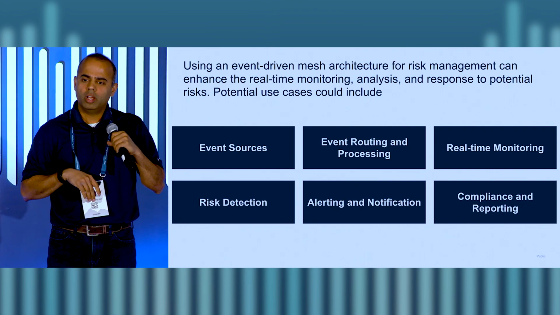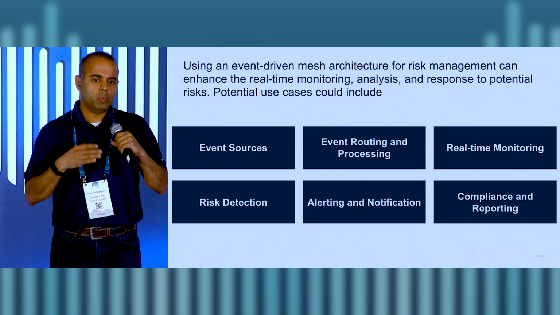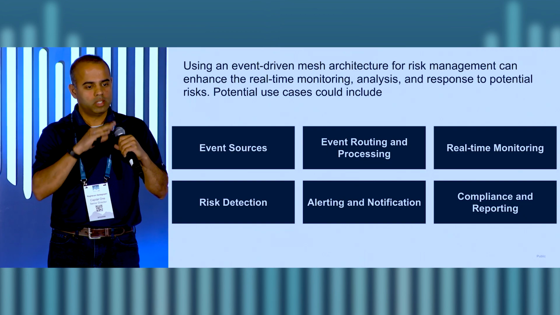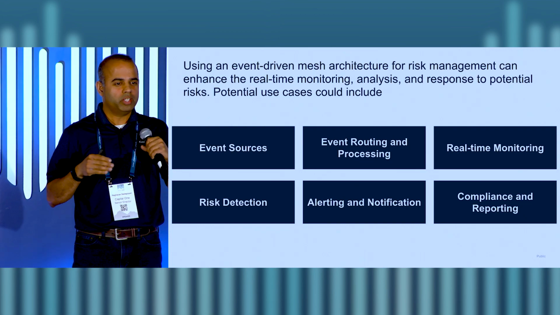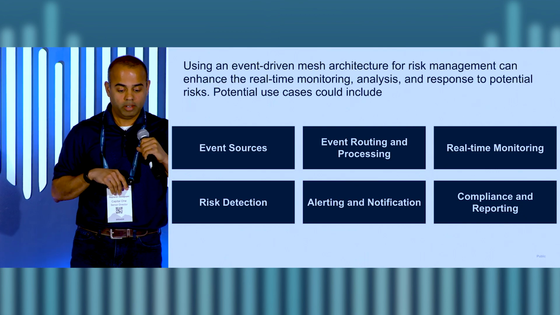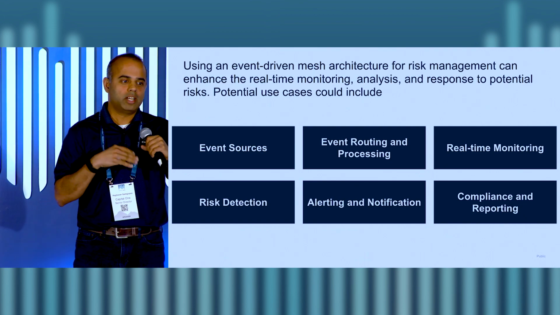There are a few more use cases where we feel this concept can work. It could be around routing and processing. It could be real-time monitoring. A lot of organizations do what is called continuous controls monitoring. There is a lot of real-time monitoring that happens both externally and internally. And a lot of organizations work on predictive risk analytics. So this concept can be further propagated. There is also a good chunk of compliance and reporting use cases that can benefit from this.